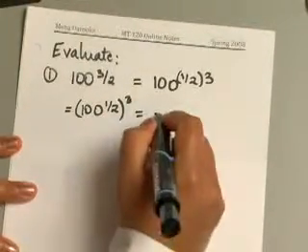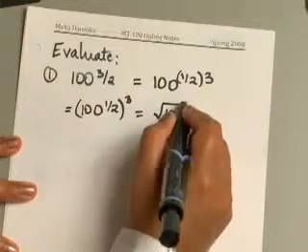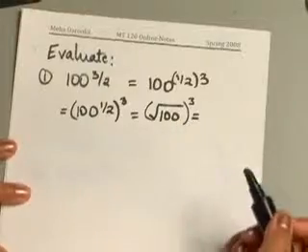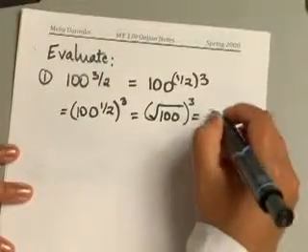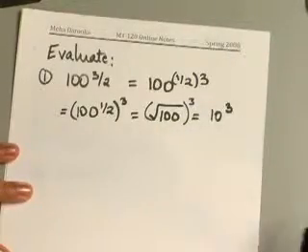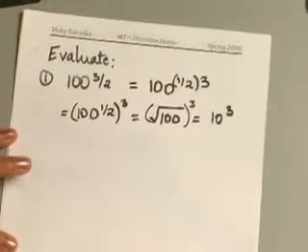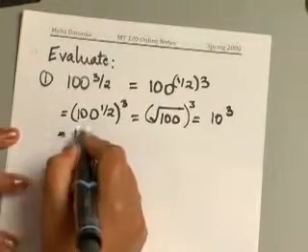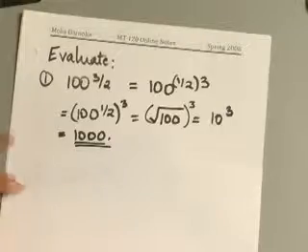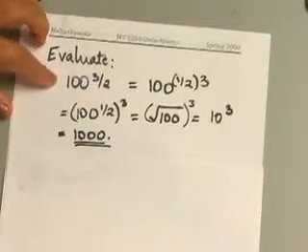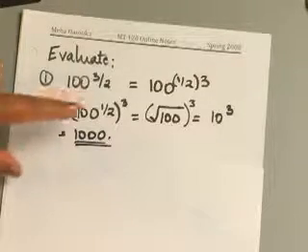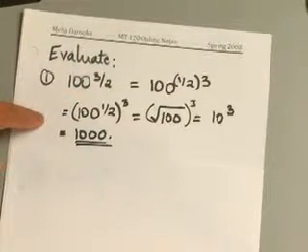100 to the 1/2 is the same thing as the square root of 100, that to the 3rd power. Square root of 100 is what? 10, right? And then you have that 3 on the outside, so carry that over. And of course, we know 10 to the 3rd power will give us 1000 as your answer. So if you take these expressions and break it down step by step, you can actually understand how this works, and it'll be much easier to work with them.